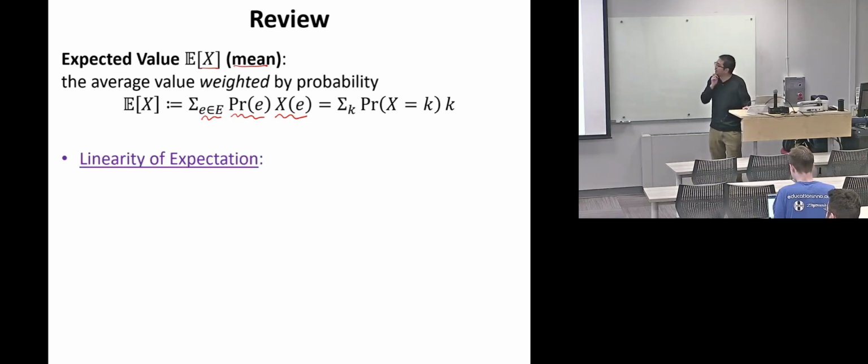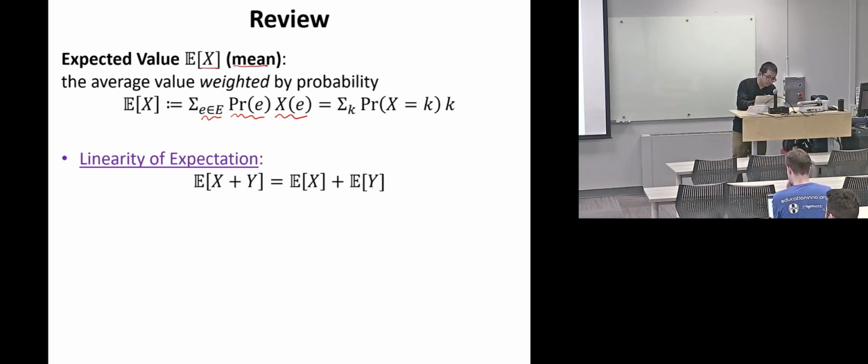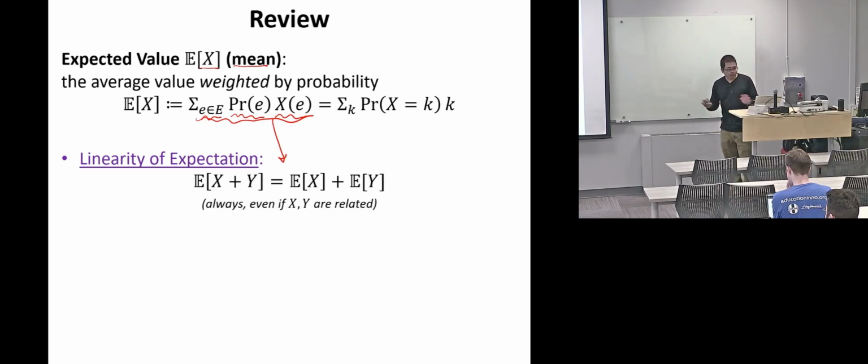And there is one simple but super important equality, which is the linearity of expectation. The expectation of X plus Y is the expectation of X plus the expectation of Y. You can see this from the definition and prove it easily. And this always holds, even if X and Y are not independent, even if they are related. It's always true.